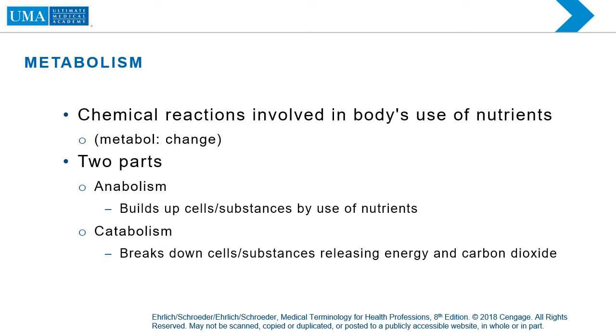One's metabolism also has a key role in the digestion process. The term metabolism includes all of the processes involved in the body's use of those nutrients that we just named. Keep in mind that there are two parts of metabolism. We have anabolism, which actually builds up the cells or those substances by using those nutrients. And then we have catabolism, and this is the breaking down of body cells or substances, releasing energy and also carbon dioxide. Catabolism is the opposite of anabolism. That should make it easier to remember the two.